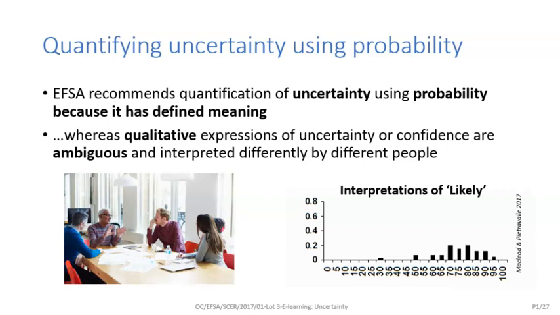Second, if the experts report a conclusion as likely, the risk manager's interpretation of this may differ markedly from what the experts intended, which could have an impact on risk management decisions.